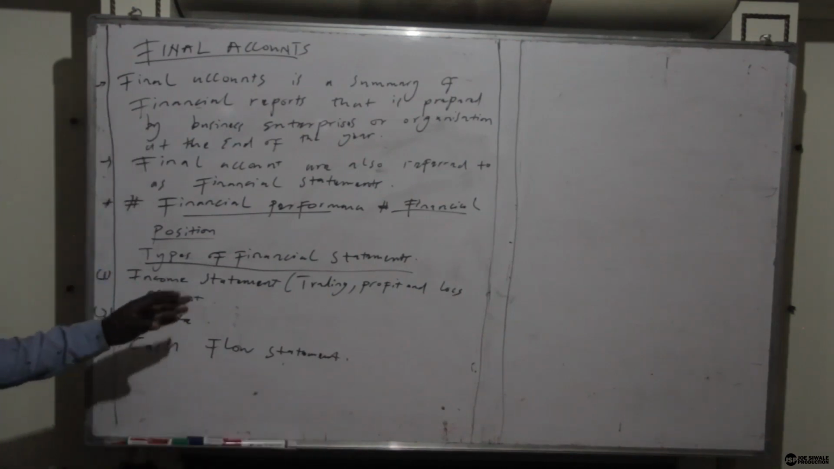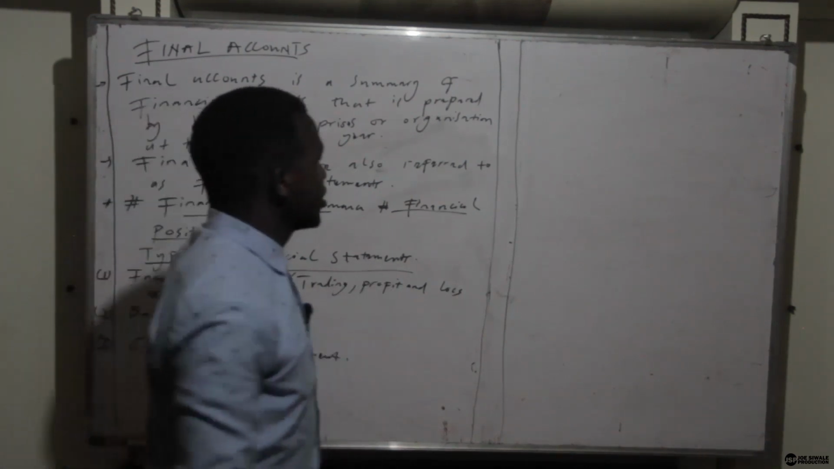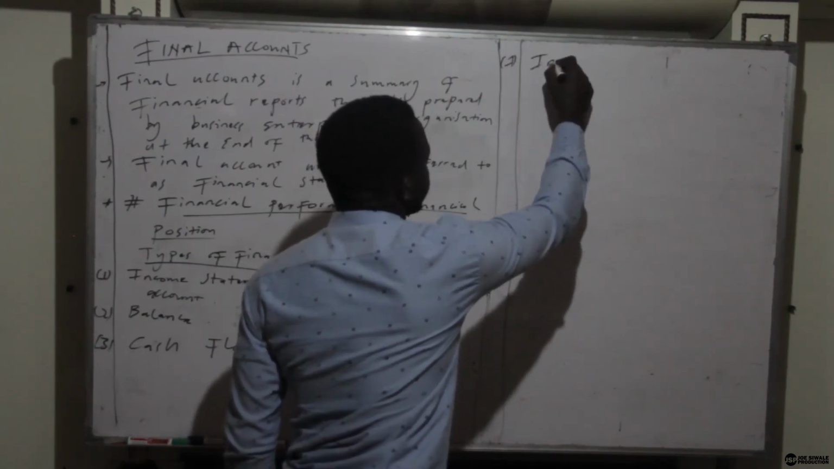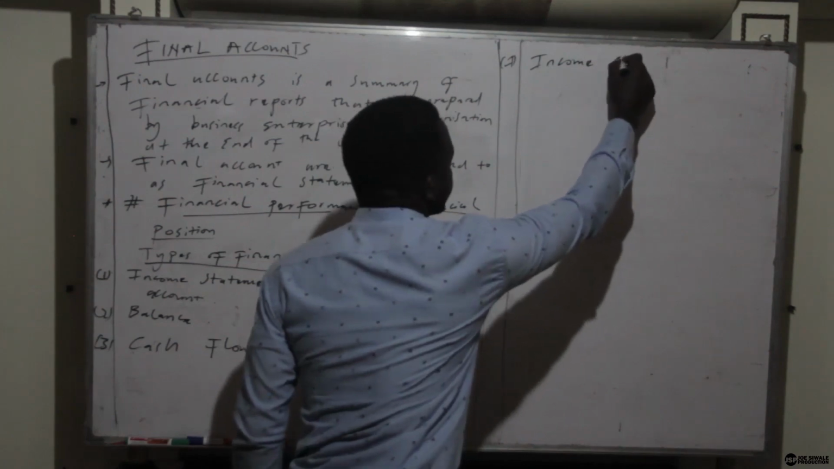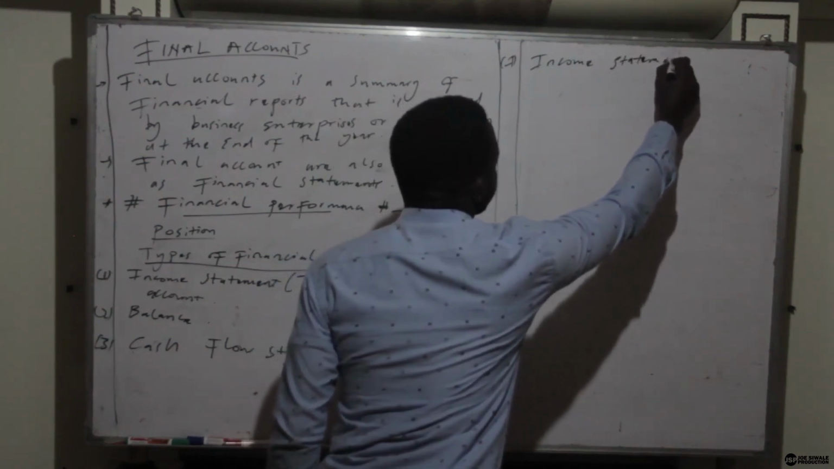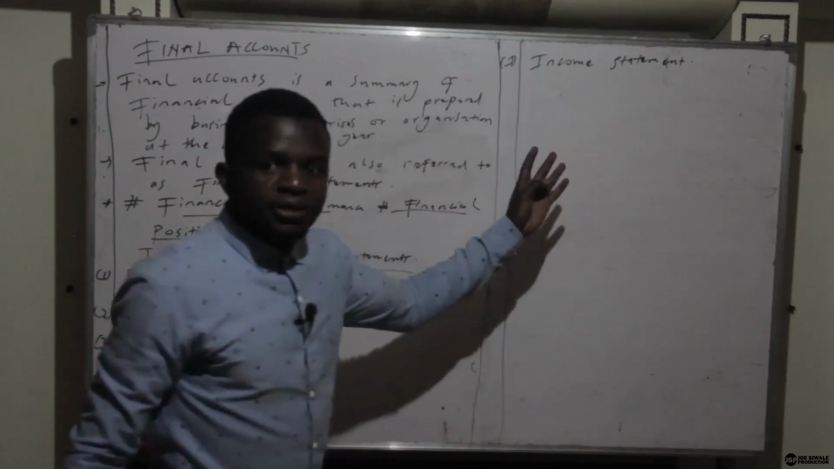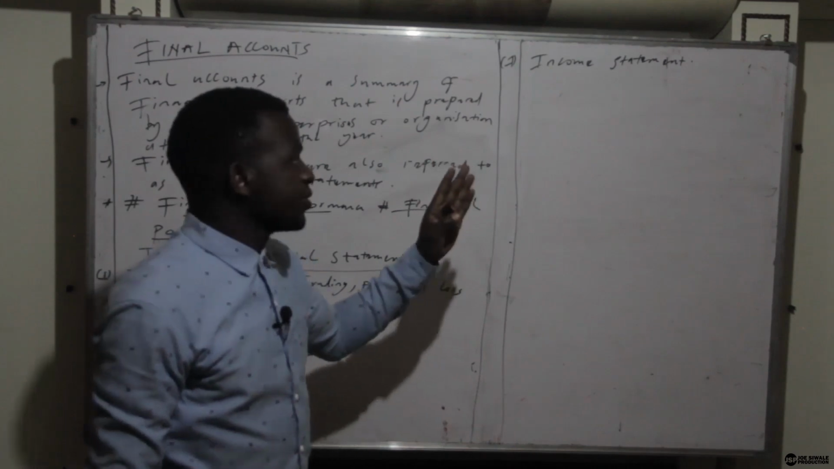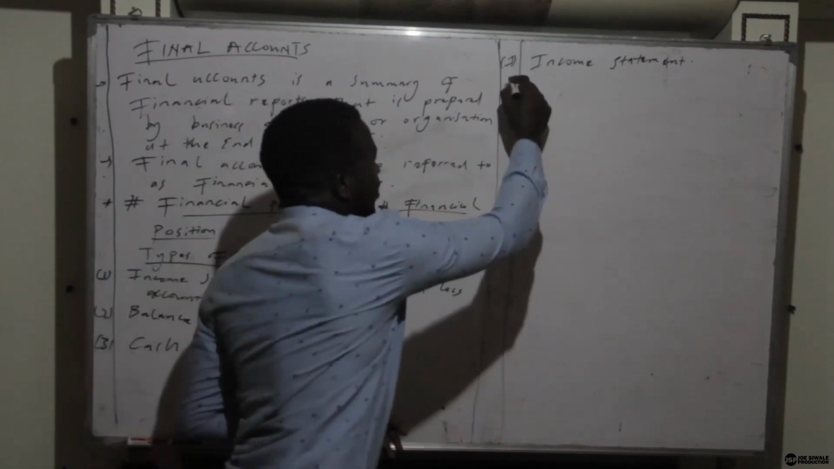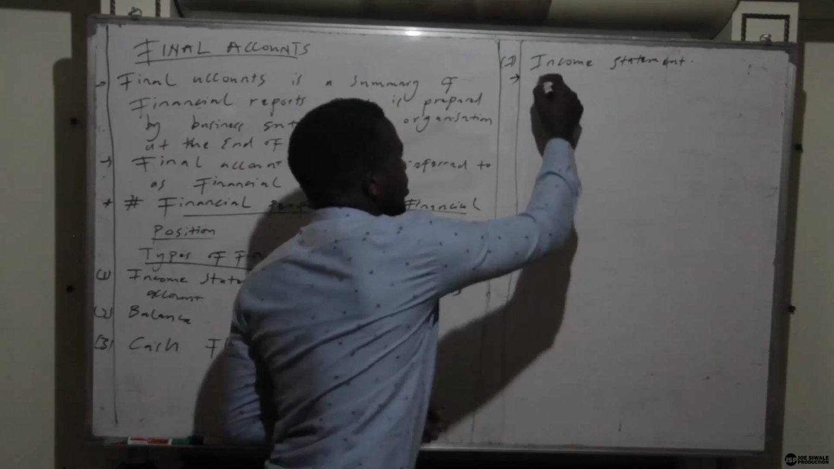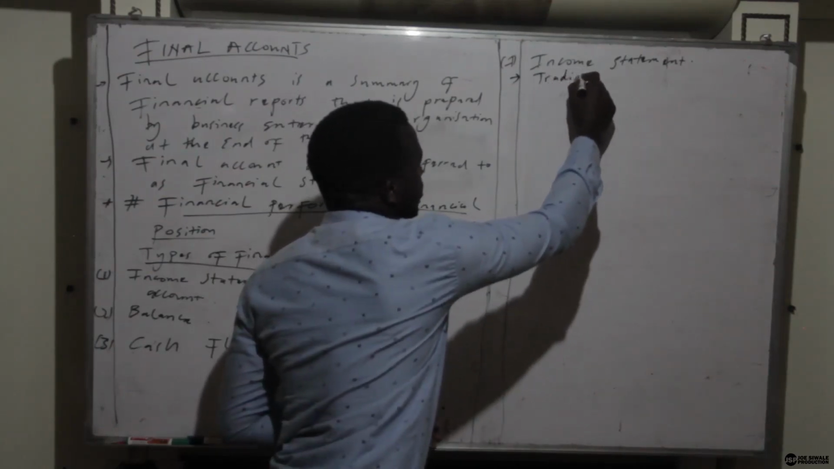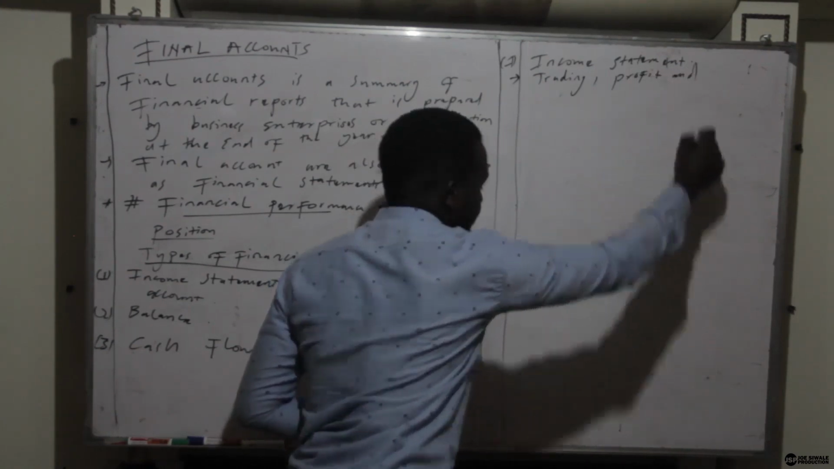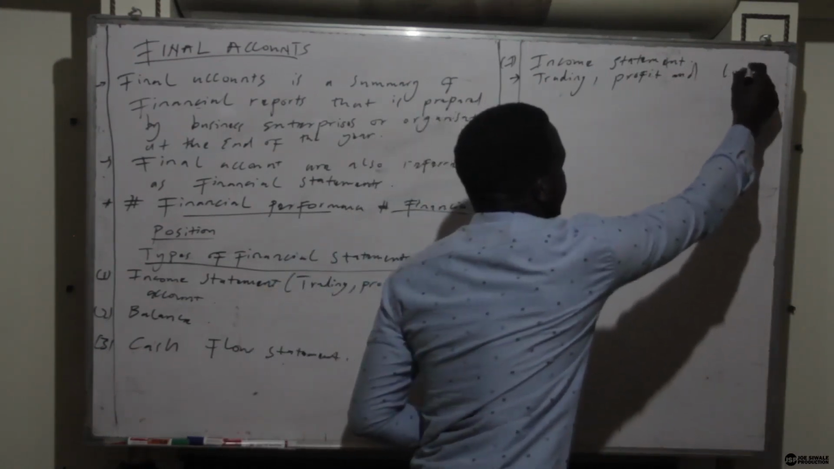So we'll start with the first financial statement, which is the income statement. The income statement is also referred to as the trading profit and loss account. That's the first part that you need to take into consideration.